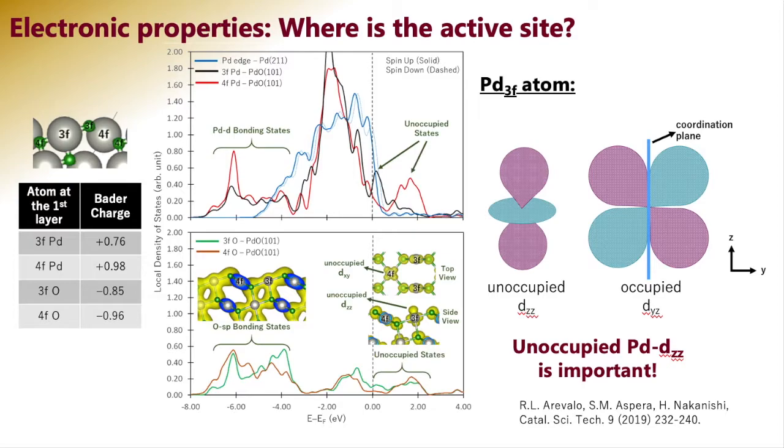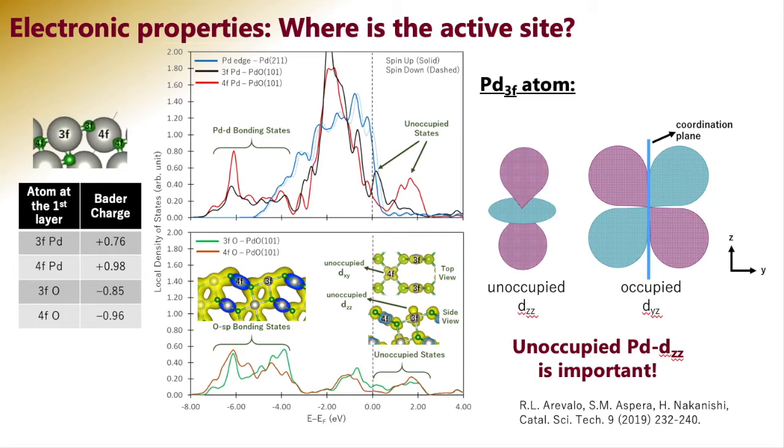These observations correspond to the change in the electronic structure of a non-oxide palladium atom as it forms an oxide, shown in this figure. Here, the projected local density of states on the d-band of the palladium atom at the step edge of the palladium 211 surface, representing a pure palladium metal, and the palladium 3F and 4F atoms of the palladium oxide 101 surface are shown by the blue, black, and red curves respectively.